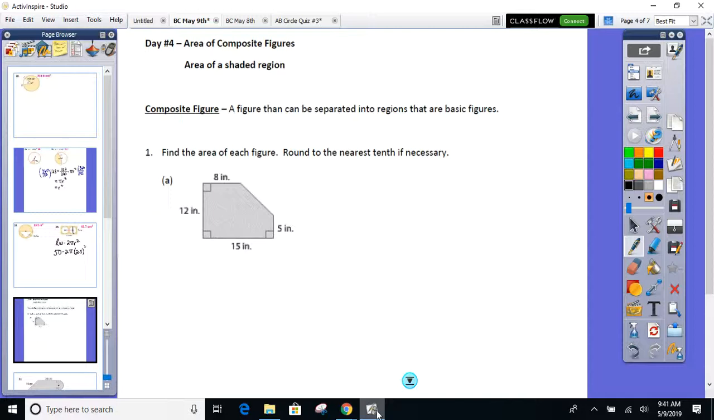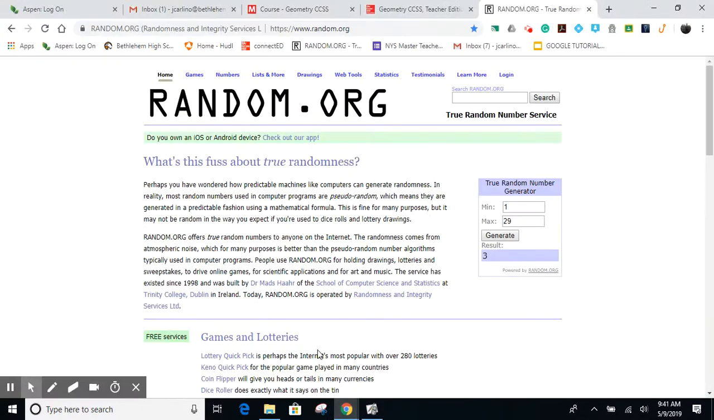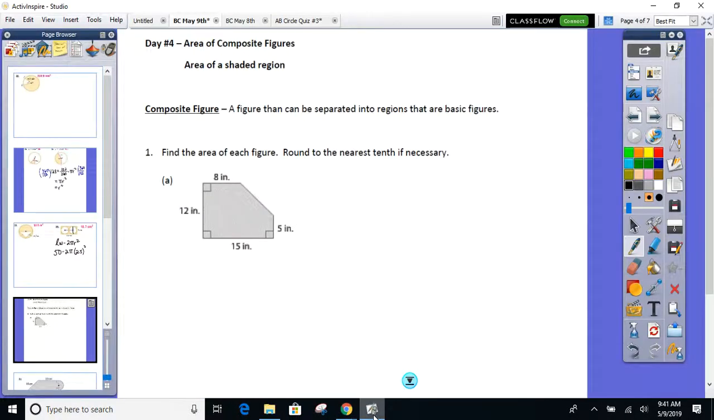So I just want one person to make a class decision for us because there's different ways we could break this up. Tell me where to draw a line or lines, how you want to break this up into figures you do know the area formula for. All right, and then we'll attack it and find the areas of each piece. Big job coming up here for number 15. How do we want to break it up, Henrik?